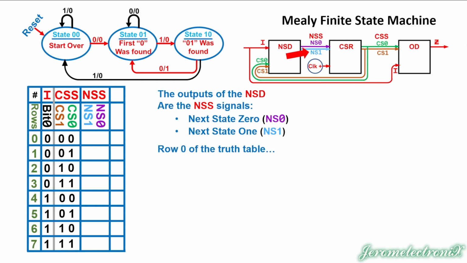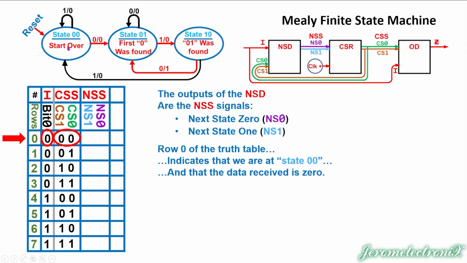Row 0 of the truth table. Here's what we're doing. We already know what we plan to do because we did that planning when we put together the state transition graph above, the bubble graph. So what we're really saying is row 0 of the truth table means we are in current state 0, 0. That means we are here. And from the number stream, we receive a 0. So if we're here and we receive a 0 from the number stream, that's that 0 right there.